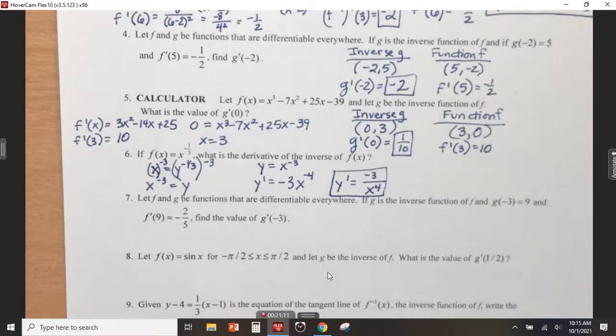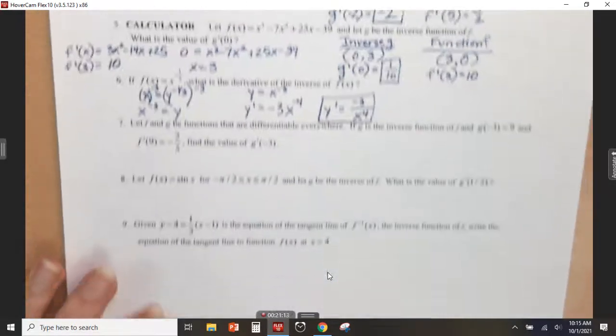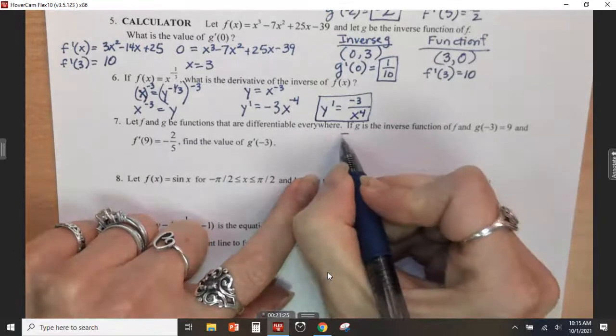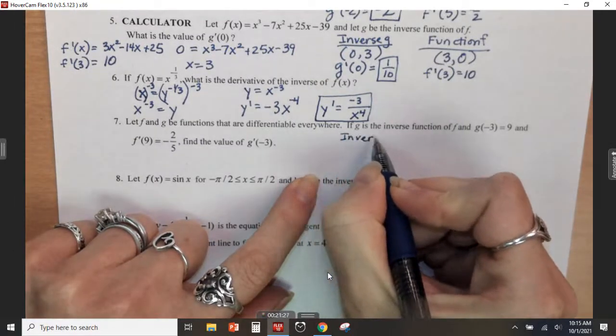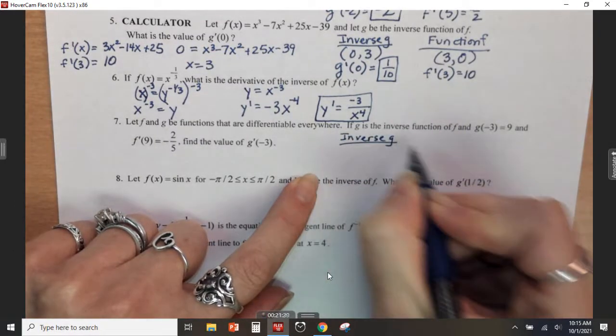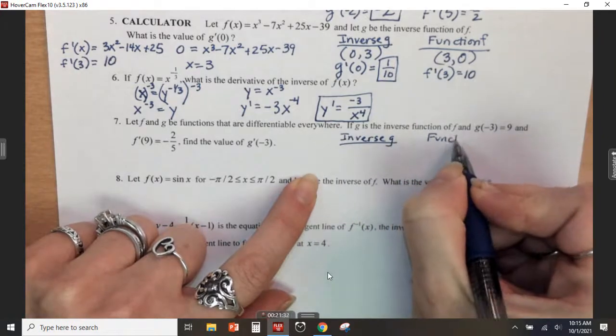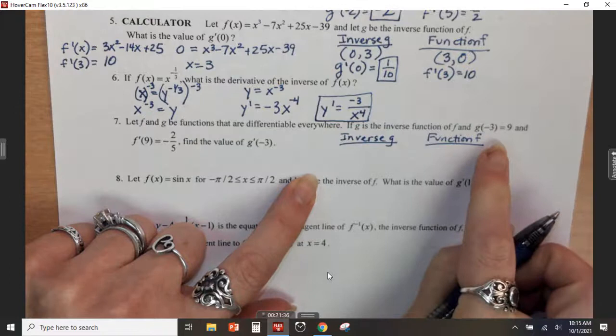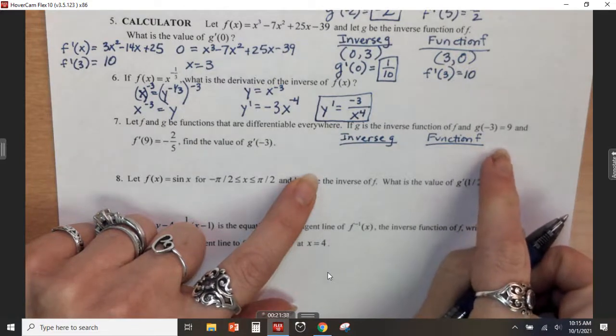Okay. Number 7. Let f and g be functions that are differentiable everywhere. If g is the inverse function of f, okay, I'm going to write that down. Inverse is g, the original function is f. And g of negative 3 equals 9.